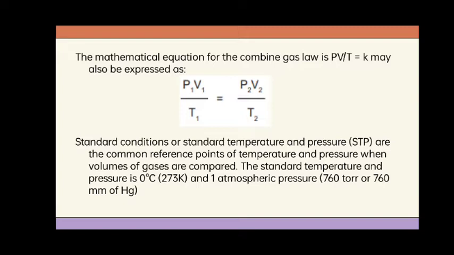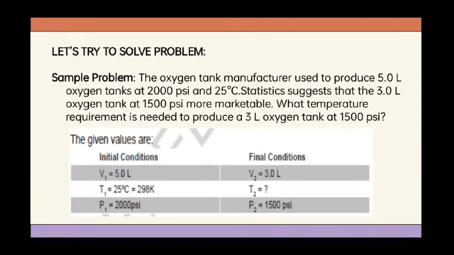Lagi lang po nating tatandaan dito sa ating temperature. So if po ang given is degrees Celsius, i-convert po natin ito into Kelvin. So let's add 273 sa given po na degrees Celsius to make it Kelvin. So let's try to solve this problem.